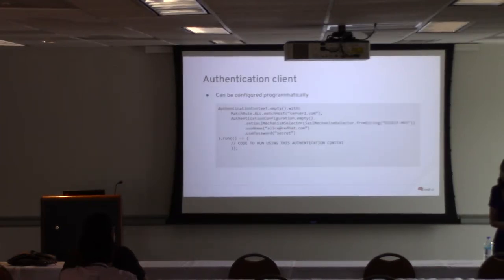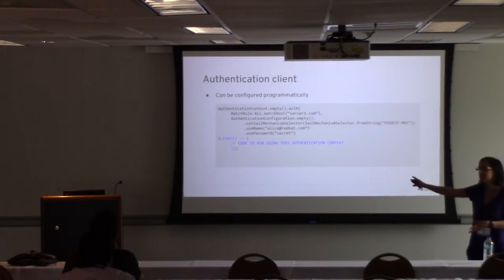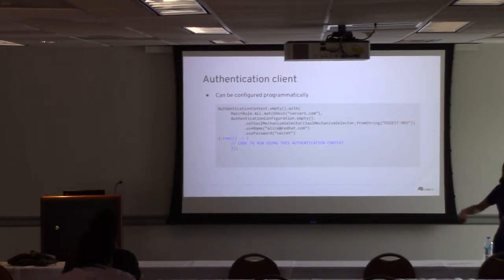It's also possible to specify client-side authentication programmatically. This example is just like the previous example. It has one match rule that says when we connect to server1.com, this is the authentication configuration that should be used. And again, we're saying that we want to use alice@redhat.com as our username, secret as the password, and we're also specifying that we want to use the digest MD5 SASL authentication mechanism. Next, we can specify the code that we want to run under this authentication context. So as this code is running, when it attempts to authenticate, this is the information that's going to be used to do that.